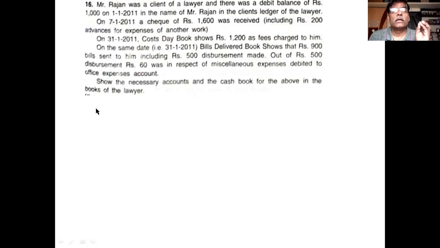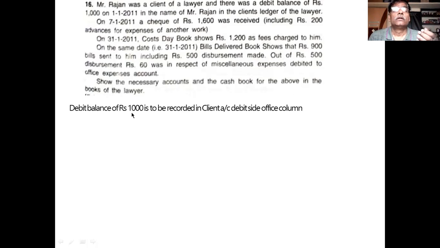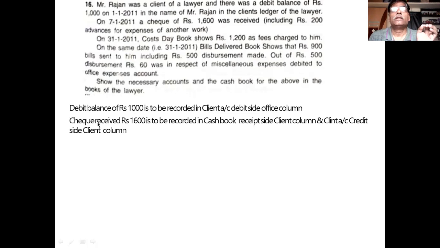Okay. So once again I explain or give the clue for recording. That is debit balance, of which 1000 is to be recorded in the client account, debit side, office column. In the client account means personal account. And second item 1600 is to be recorded in the cash book, receipt side, client, and it is taken on the credit side of the client account, credit side of the client column.